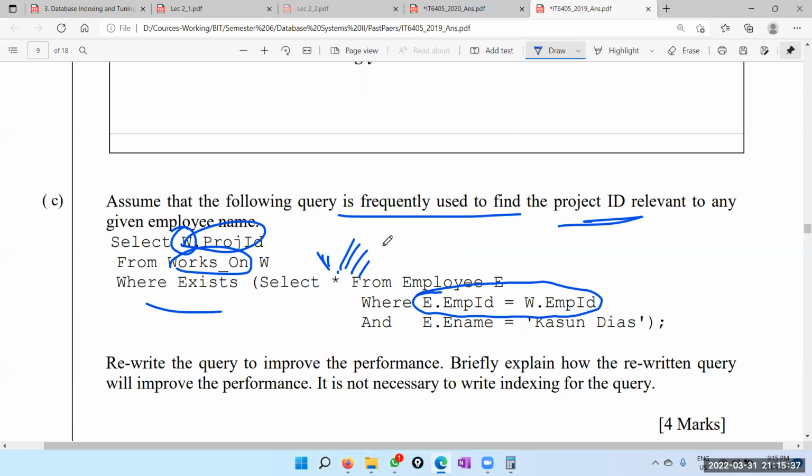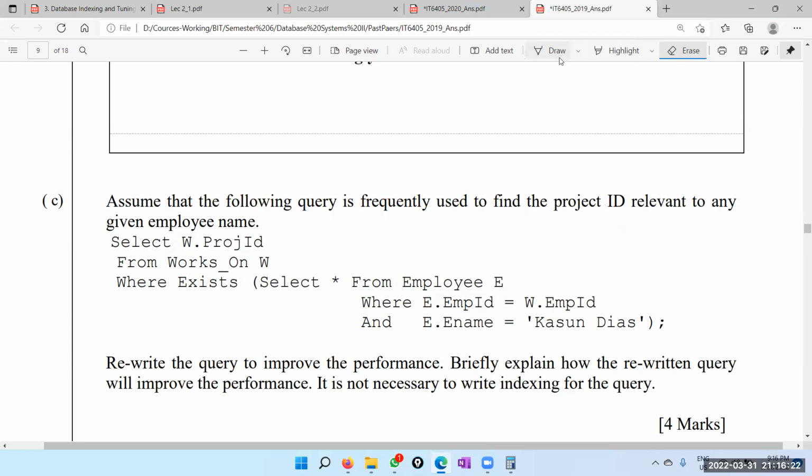Okay. Then select project ID. So that means you are taking the project IDs where Kasundas is working. If Kasundas has worked on a particular project, all the project IDs where Kasundas has worked. So that is the idea behind that. Okay. Again, exists. Rewrite the query to improve the performance. It's unnecessarily complicated, and performance issues will also be there. Rewrite the query to improve the performance. Briefly explain how the rewritten query will improve the performance.